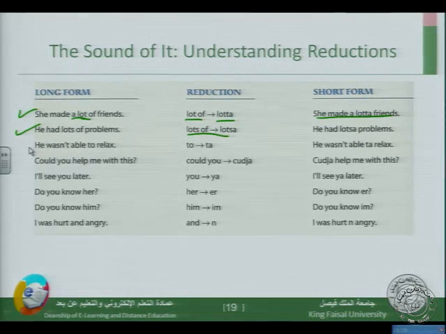A reduction will happen in lots of. He had lots of problems. He had lots of problems. Notice how the reduction works. Long form. He was able to relax.